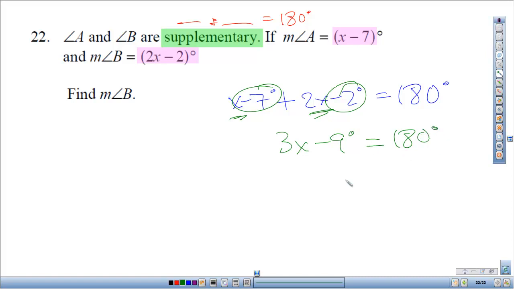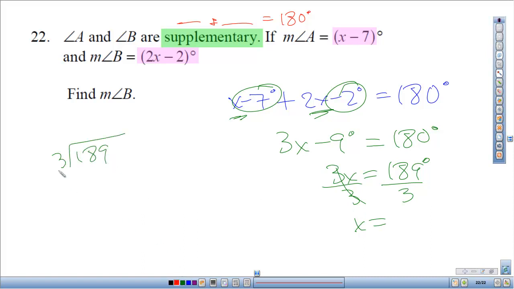I'll add 9 to both sides and get 3x equals 189. And if I divide both sides by 3, I should get my x. So let's see, what do we get here? 3 into 189. Well, 3 goes into 18 6 times. That would be none left over. I'll bring down my 9, and 3 goes into 9 3 times. So x equals 63.